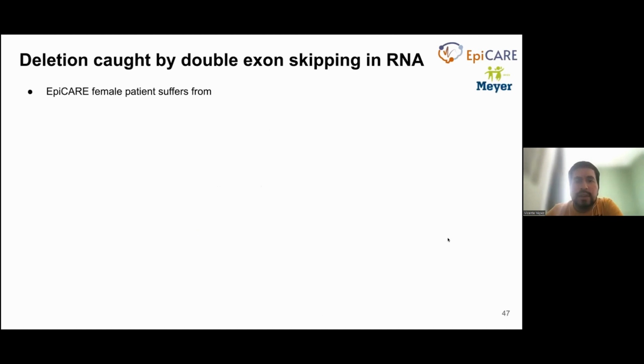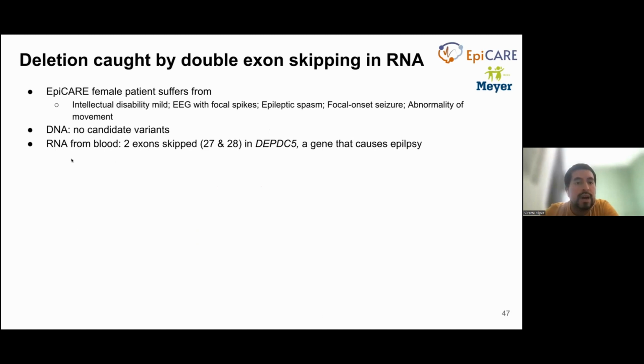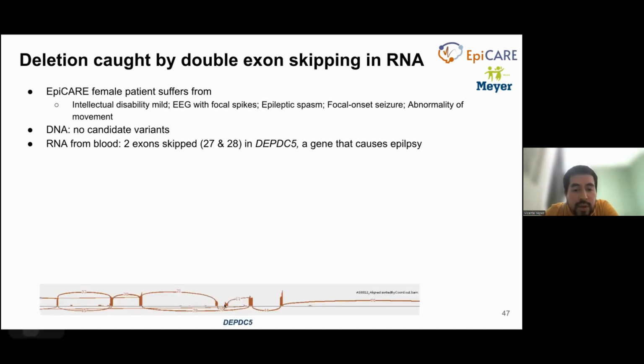Again, I'll give some examples. This one is from Sofardi from Epicare, the ERN. It's a female patient who suffers from epilepsy, which is what this ERN investigates. DNA analysis found no candidate variants, I think, after whole exome sequencing. Then through RNA, in this case in blood, we found 2 exons skipped. Here you can see these two exons are skipped in 50% of the reads, so sometimes they are taken, but not all the time.